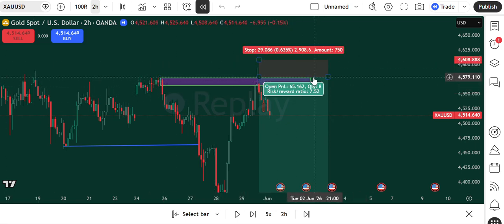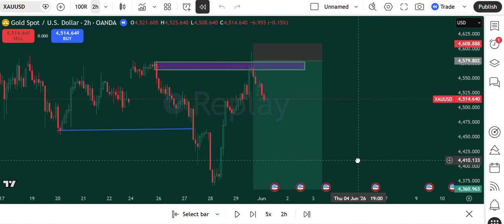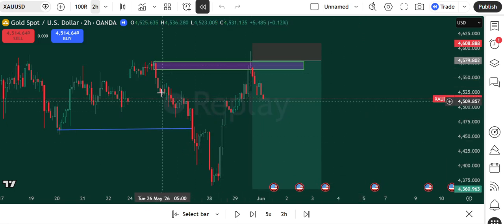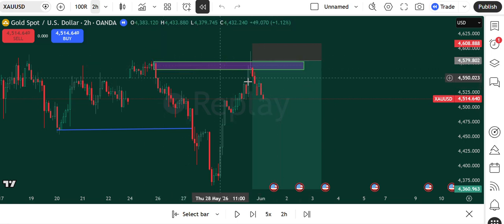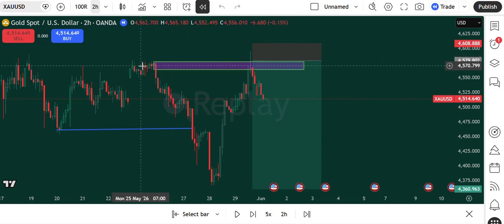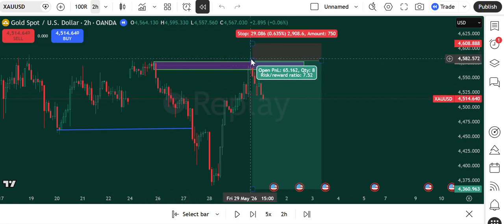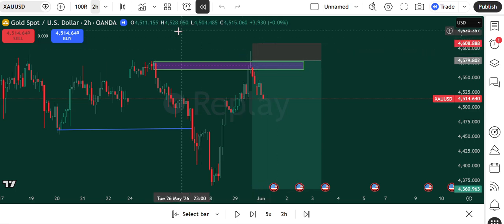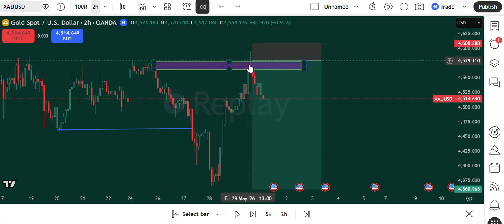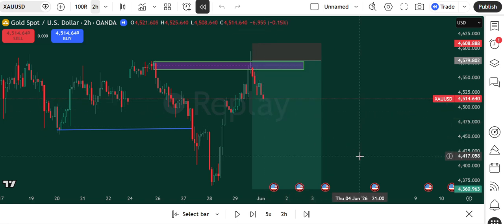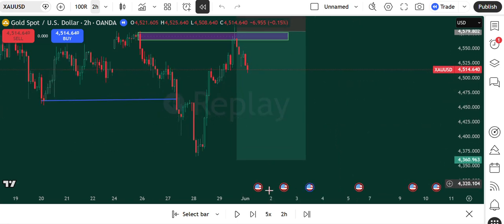But sometimes the market can give us a sniper entry. I think you can see the market was here. Then the market came and respected the order block. Are you seeing? It crossed into the order block. This is picking liquidity. Then let's continue to play and see how the market is going to behave.